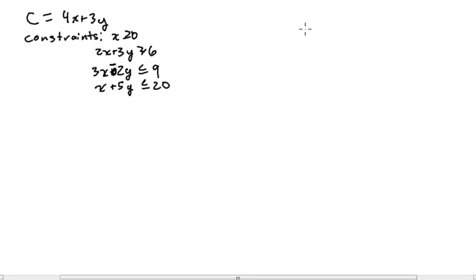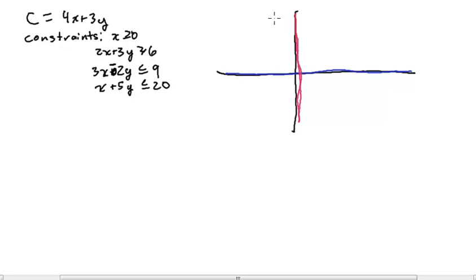Okay, so now we want to graph all of these. So these are all lines. That's why it's linear programming, because they're lines. So I'll draw my axes here. X greater than or equal to 0. Of course, that is y equal to 0. X greater than or equal to 0 is going to be this line, because an x equals line is a vertical line. So that's x greater than or equal to 0.